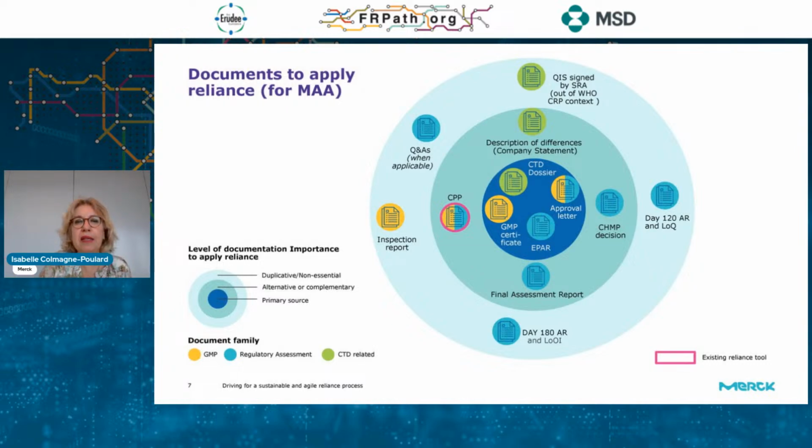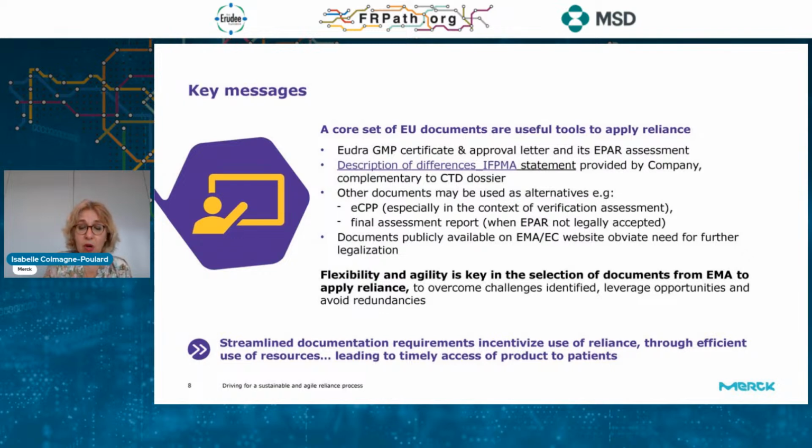into too many details. So, in conclusion, a core set of documents are really available from EMA as good outputs that can facilitate the application of Reliance. That's why EMA is still used as one of the big, the master choice, I would say, for applying Reliance. And you can see that some documents are really available publicly: the GMP certificate, which is available in the EudraGMDP database from EMA, the approval letter from EC, and the EPAR from EMA.